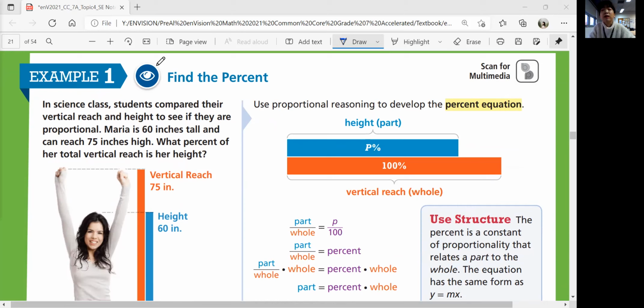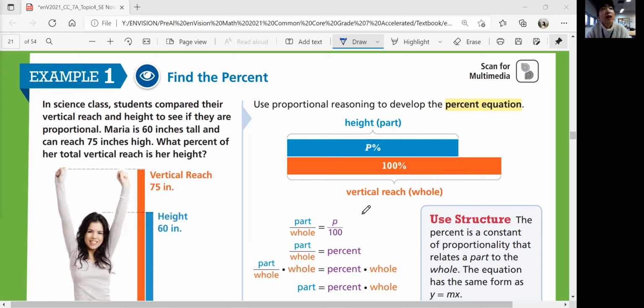It could either be your height or your vertical reach, but we want to focus on the vertical reach, because the question is what percent of her total vertical reach. Whenever you see the word total, vertical reach is the total, so that's going to be 100%. Whenever you see total, that's your 100%. So 100% is going to be vertical reach. Height is going to be the part in this situation.